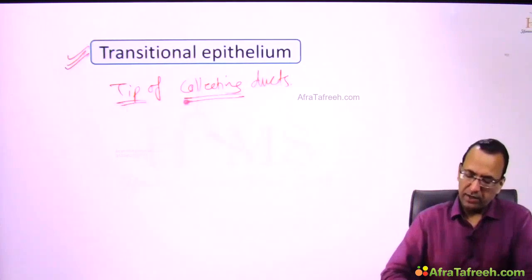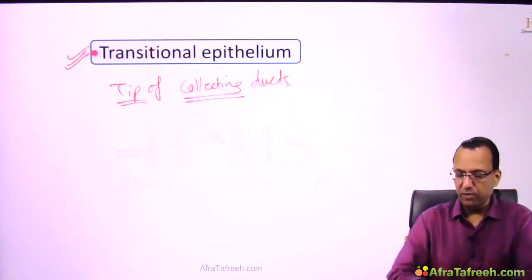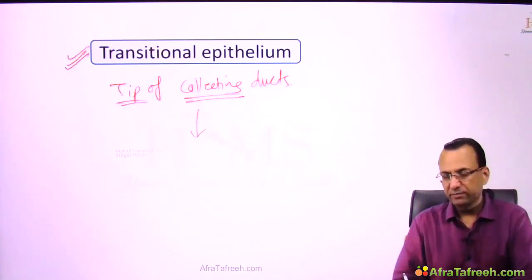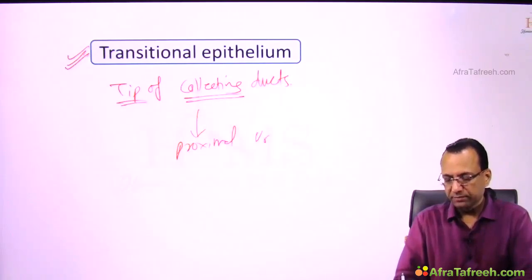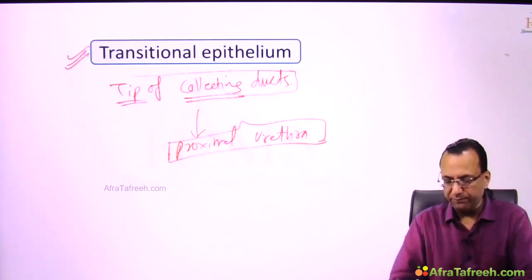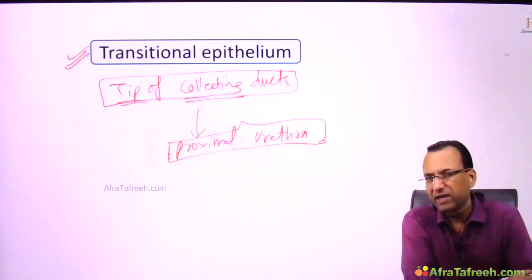So tip of collecting ducts, that is where the transitional epithelium will begin. Where will it terminate? In the proximal urethra. So till the proximal urethra, it will be transitional epithelium starting from the tip of collecting ducts. Let me show you a diagram, then it will become more clear.